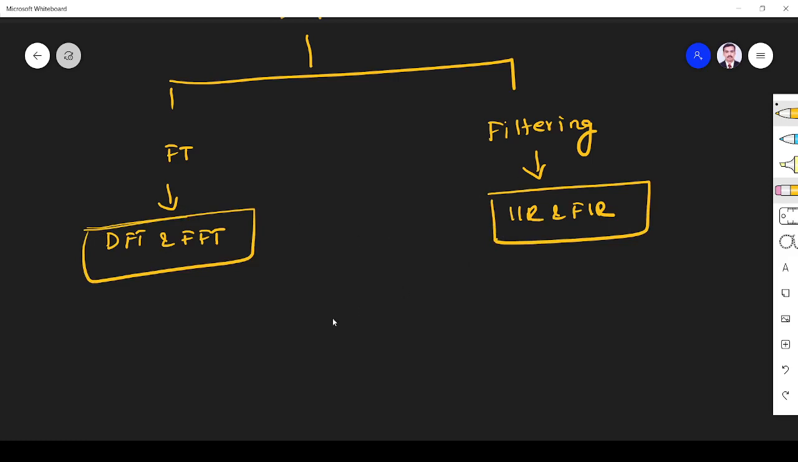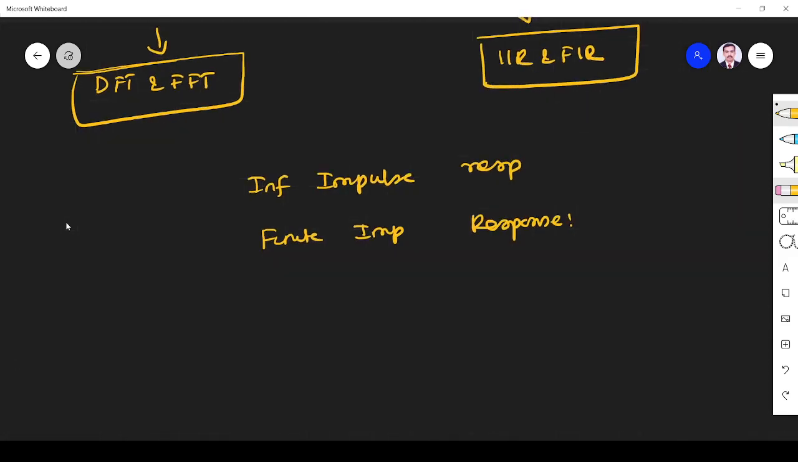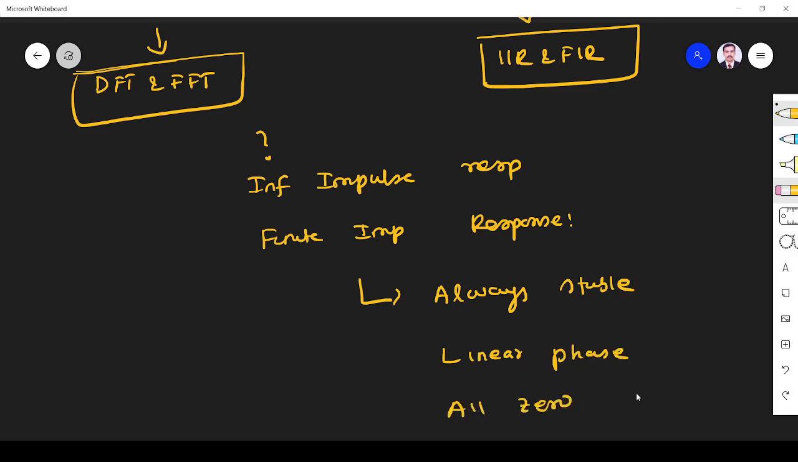In filtering, IIR is infinite impulse response and FIR is finite impulse response. Why is it infinite? How is it infinite? That is a very important question. A finite impulse response filter is always stable. It has linear phase, and it is an all-zero filter.